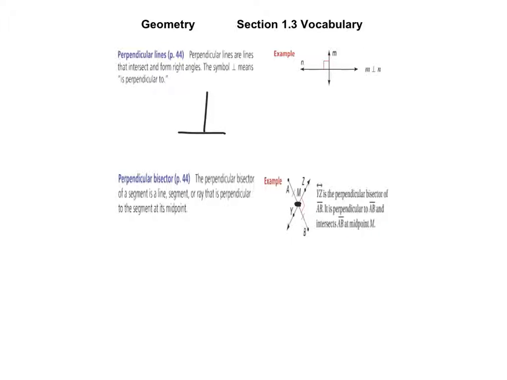That's the perpendicular part. It's also a perpendicular bisector because it cuts line AB into two equal parts, or it cuts it in half. So from A to M is the same length as M to B. Okay? Or as it says here, YZ is the perpendicular bisector of AB. It's perpendicular to line AB, and it intersects AB at its midpoint, which is point M.